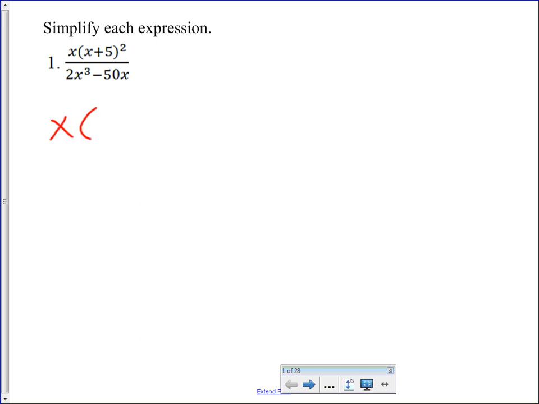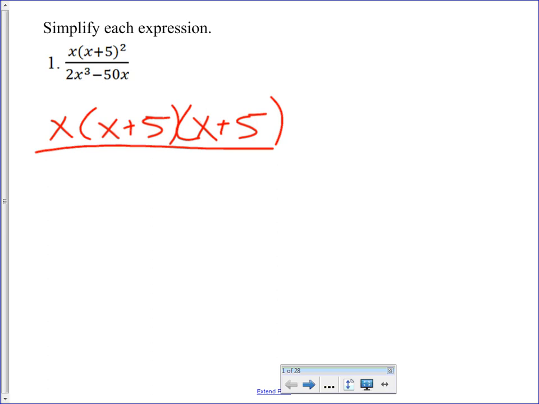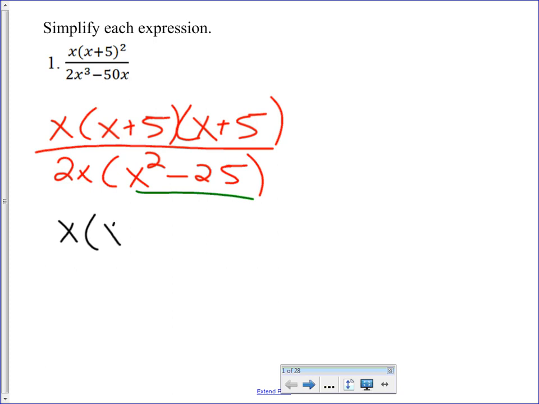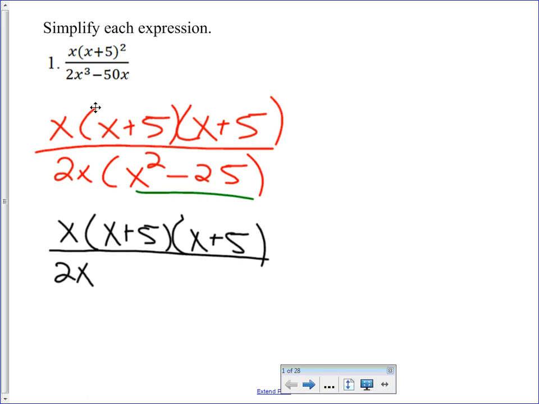So top of the fraction is x plus 5 times x plus 5. On the bottom, we need to factor. First thing we're going to do is pull out a greatest common factor. Both terms have an x. Both terms are divisible by 2, and we'll end up with 2x times the quantity x squared minus 25. But this bottom part here will in fact factor, so I'll end up with x plus 5 over 2x times x plus 5 times x minus 5.